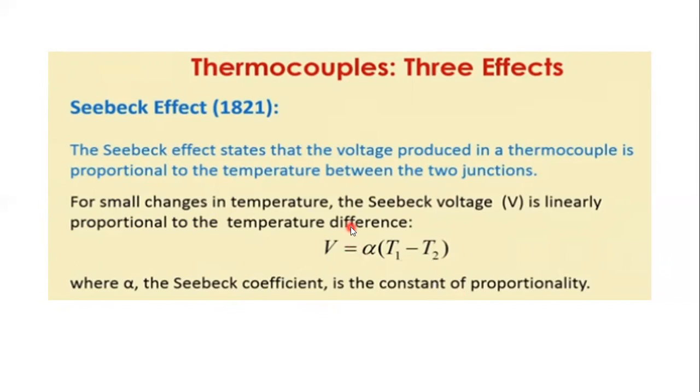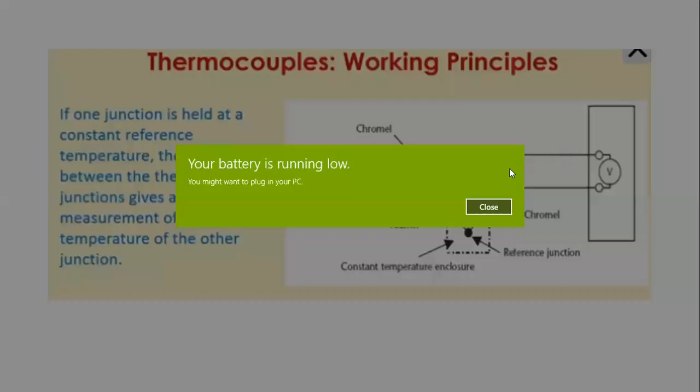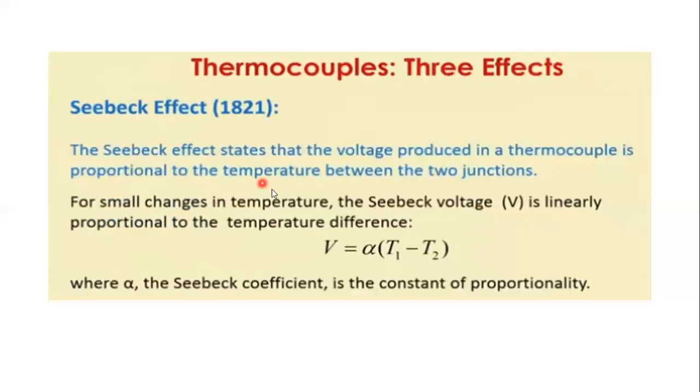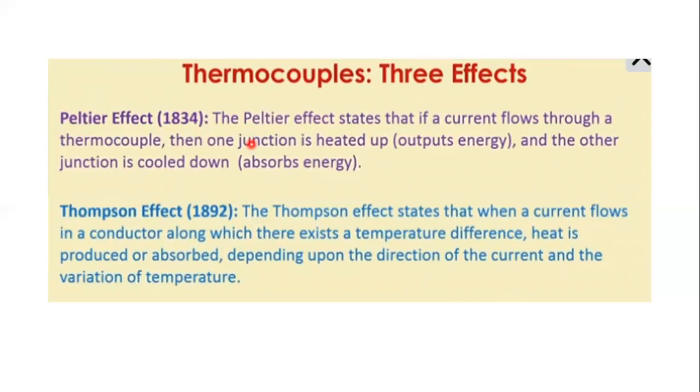Okay. So when we connect two different metals, join the two junctions together, and keep these two junctions at different temperatures, it will provide a voltage. That is the working principle of our thermocouple, which is explained by using three effects. The first one is the Seebeck effect, which states that the voltage produced in a thermocouple is proportional to the temperature difference between the two junctions. Okay. And another one is the Peltier effect.